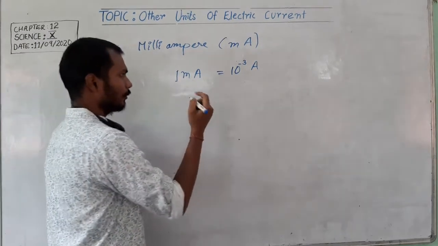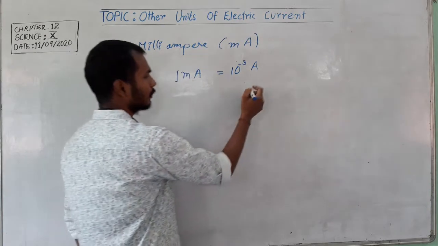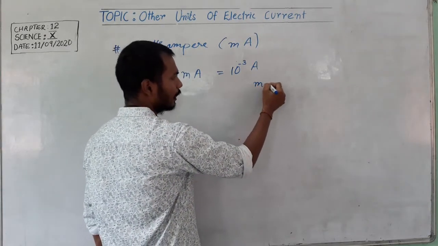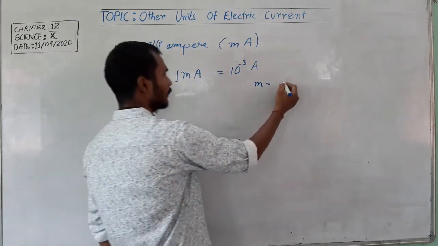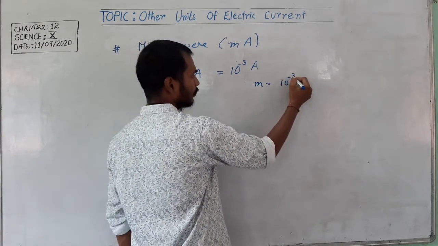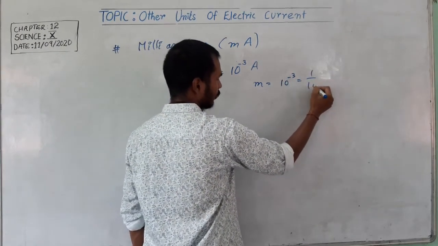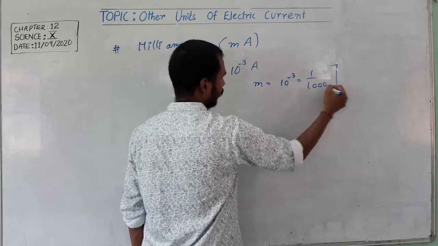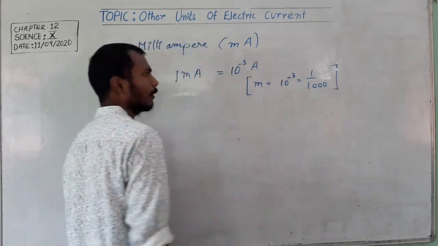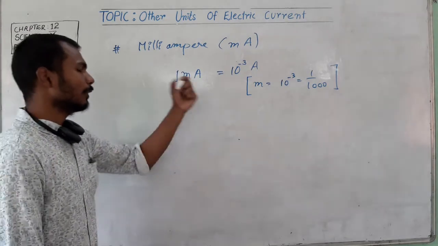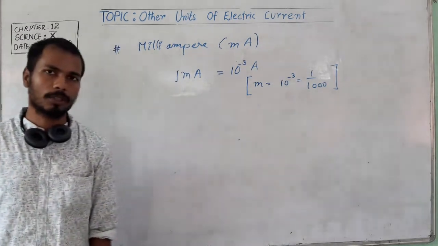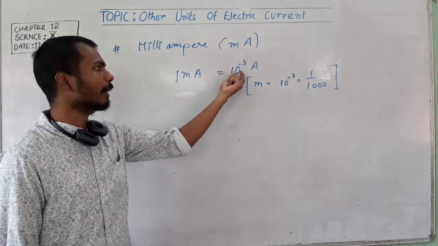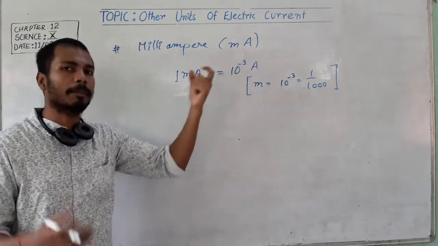We have learned in class 9 what milli signifies. Milli is actually 10 to the power minus 3, or 1 by 1000. This is the meaning of milli. So we have to replace m with this 10 to the power minus 3. Then it will become 10 to the power minus 3 ampere, that is milliampere.